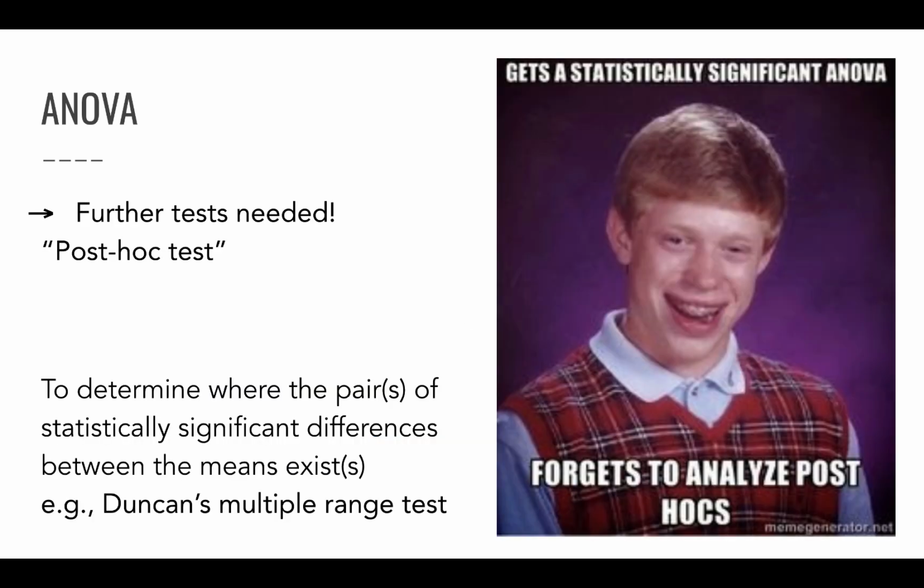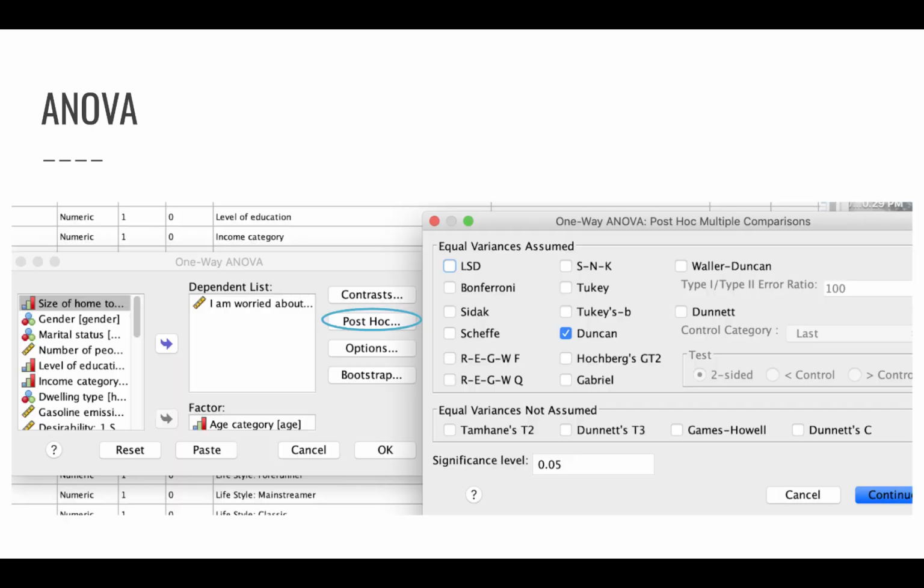So there's one more thing you need to do for that, and that is called a post hoc test. There's many different ones. There's the Duncan's multiple range test, the Scheffe's, Tukey's, and so on. A post hoc test allows you to look at subgroup differences really within your ANOVA. So always click that post hoc test as well.